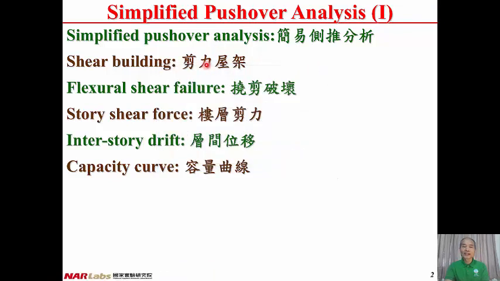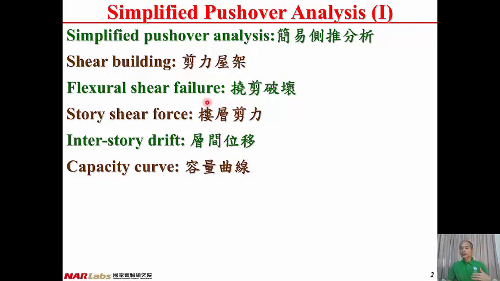In order to simplify the analysis, we have to make some assumption. The assumption is shear building, and in shear building, the beam is assumed to be very rigid so that the rotation of the beam can be neglected. And all the information of the lateral displacement of the structure is mostly contributed by columns only, or vertical members only.